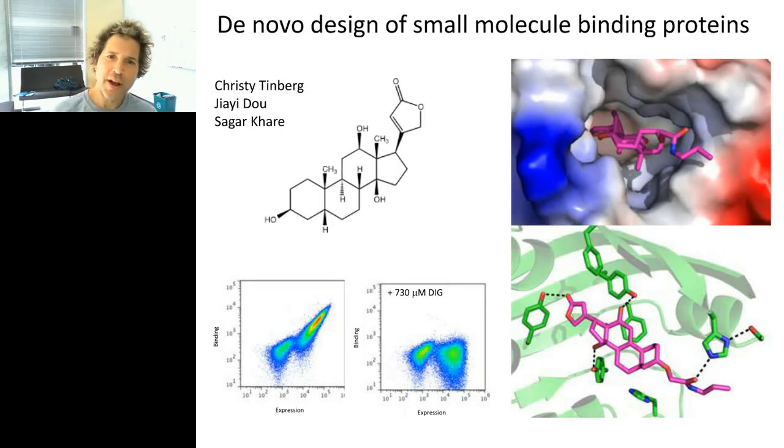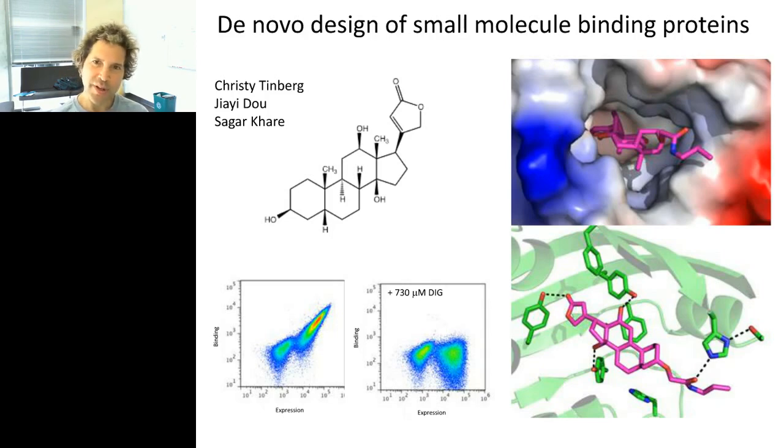Okay, now I'm going to talk about the design of proteins which bind not other proteins, but instead bind to small molecules. And I'm going to illustrate the technique with this molecule that's shown here, digoxigenin, a small molecule that's used to treat certain types of heart conditions, but it can be given in too large a dose. And so there's a lot of interest in making proteins that would soak up excesses in case of an overdose.